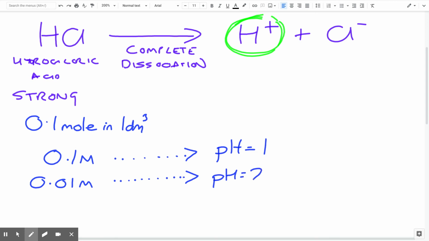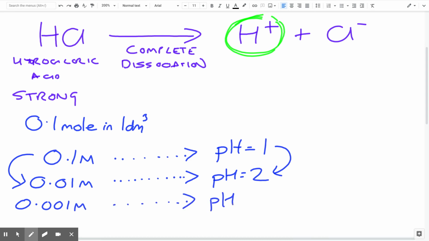And actually what we see is if we change the concentration by a factor of 10, we change the pH number by 1. So if we went to a 0.001 molar solution, that would then give rise to a pH value of 3. And so you can use pH numbers, and vice versa concentrations, to predict one or the other way around, because we know that a tenfold change in concentration leads to a unit change in pH.